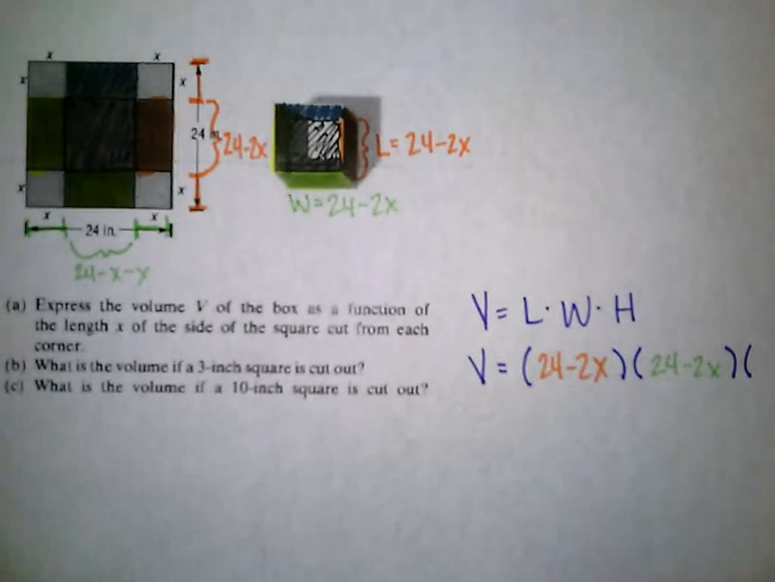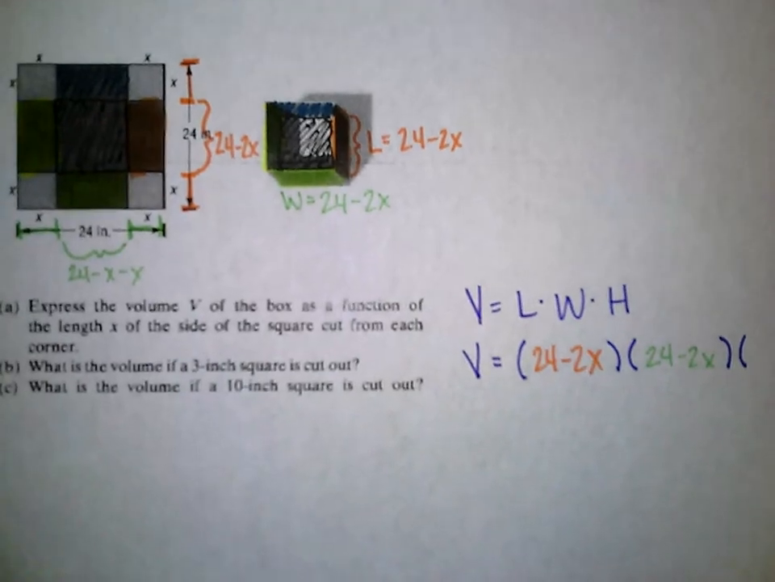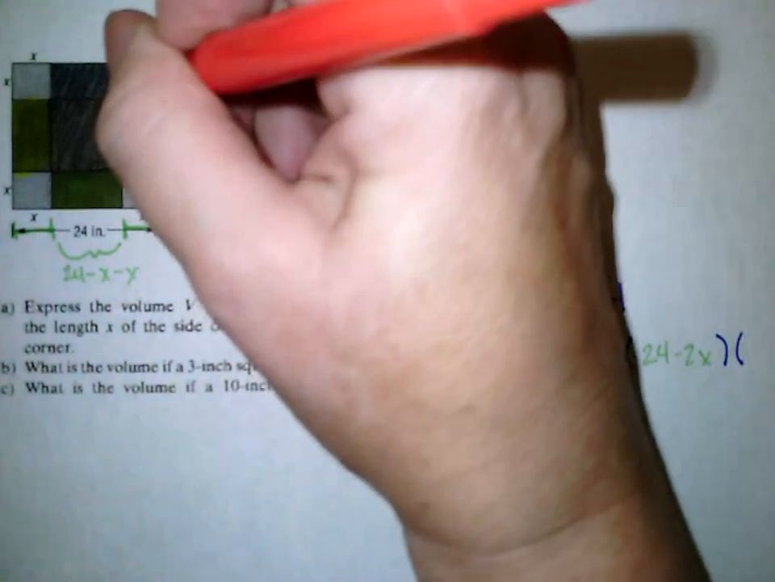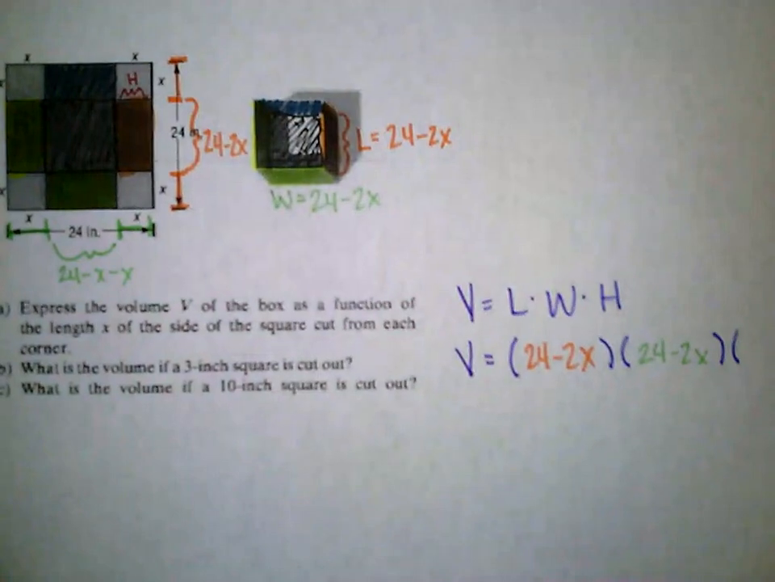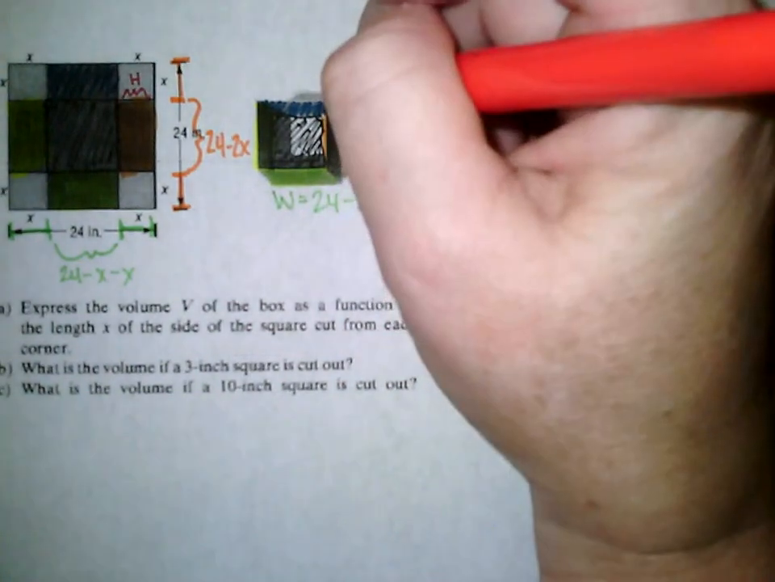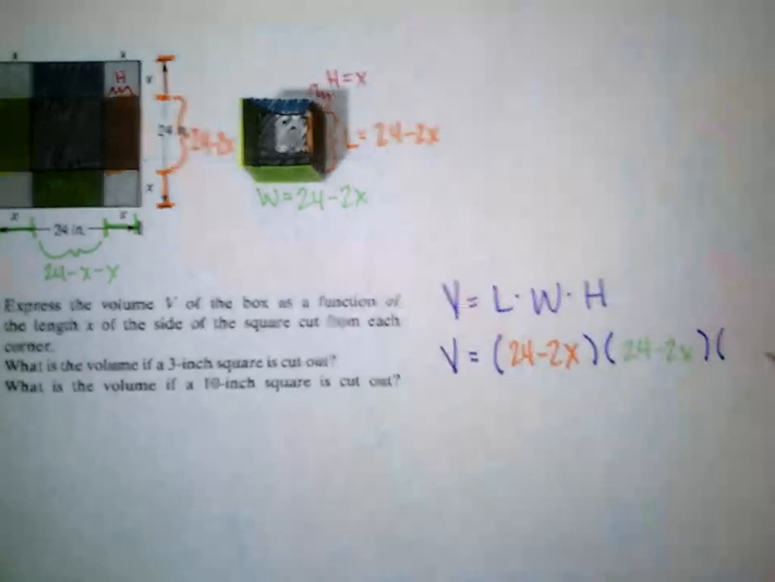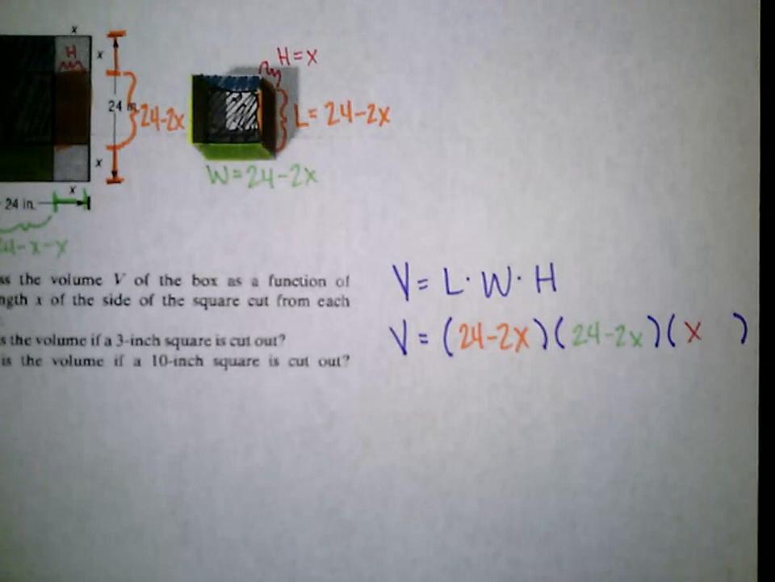And then the height of the box, when I fold this flap up, ends up being just this length, because that's what I fold up to make it taller, to make that height. So the height is just x. So our volume formula becomes 24 minus 2x times 24 minus 2x times x.